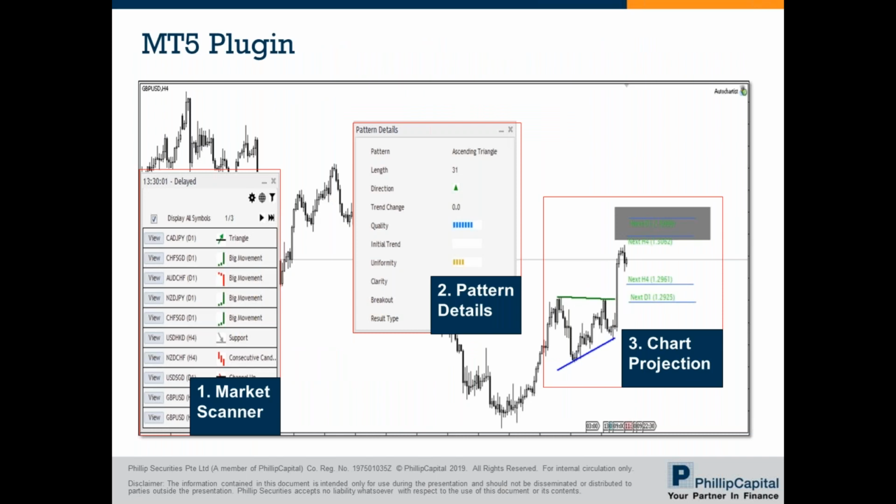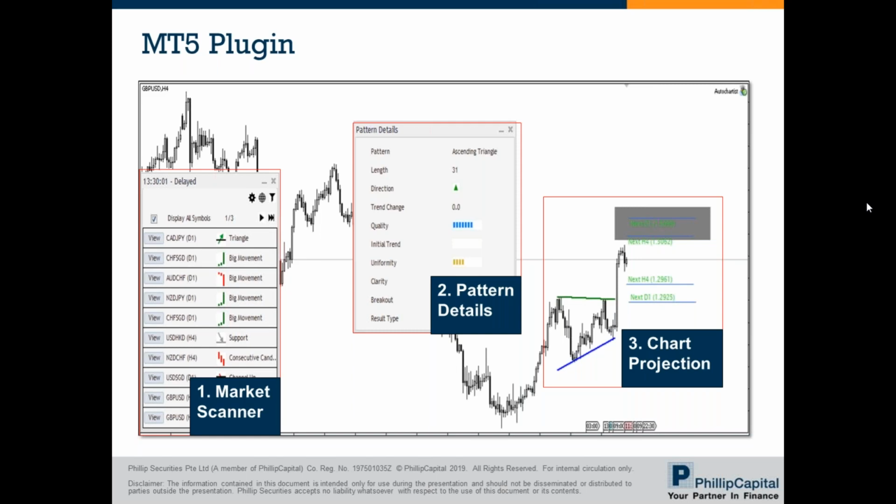Just to share with you, this is how the Autochartist MT5 plugin looks. When you adapt this to your charts, it exists as an expert advisor in your MT5. For those who are familiar, it resides under the column of expert advisors. Once you drag it into the charts, you'll be able to see these 3 main components. First off would be the market scanner. This is what I was mentioning about. It can essentially replace your traditional watch list.